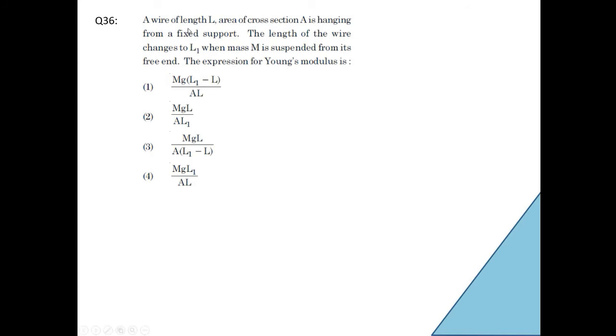Next question. A wire of length L, area of cross section A is hanging from a fixed support. The length of the wire changes to L1 when a mass m is suspended from its free end. The expression for Young's modulus is: option 1, mg into L1 minus L by AL; option 2, mgL by AL1; option 3, mgL by A into L1 minus L; option 4, mgL1 by AL.